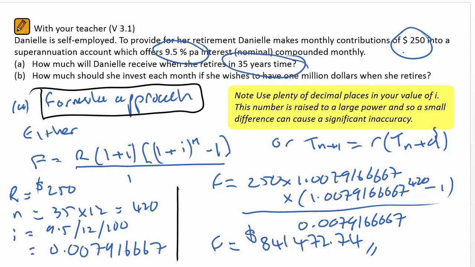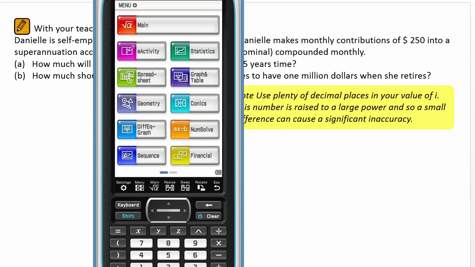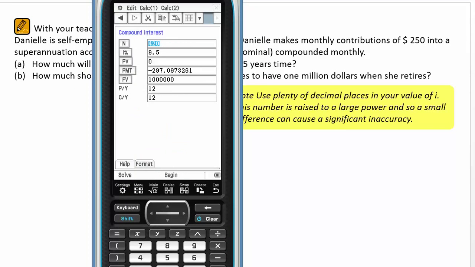in order to achieve this. Now, the course document tells us that we don't have to do this algebraically, so in a moment I'll be working this through using my TVM solver. Now, in order to do Part B, we fire up our calculator and we choose the financial or the TVM solver. Now, in this case, 420 payments are made, 9.5% interest, present value is 0. We want to earn $1 million. Payments per year 12, compounding 12.